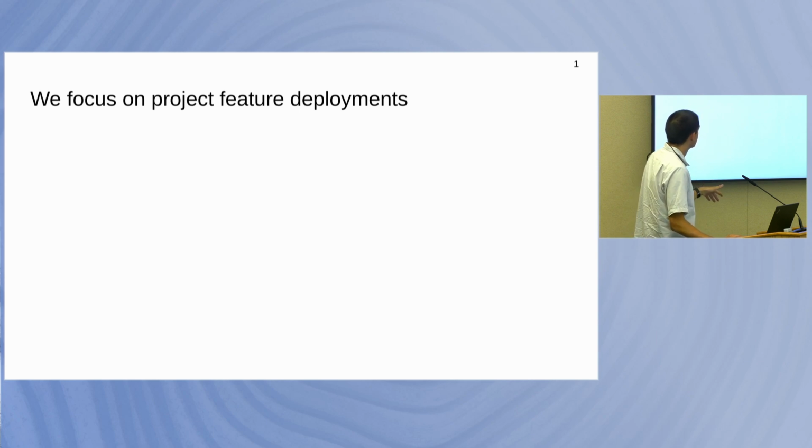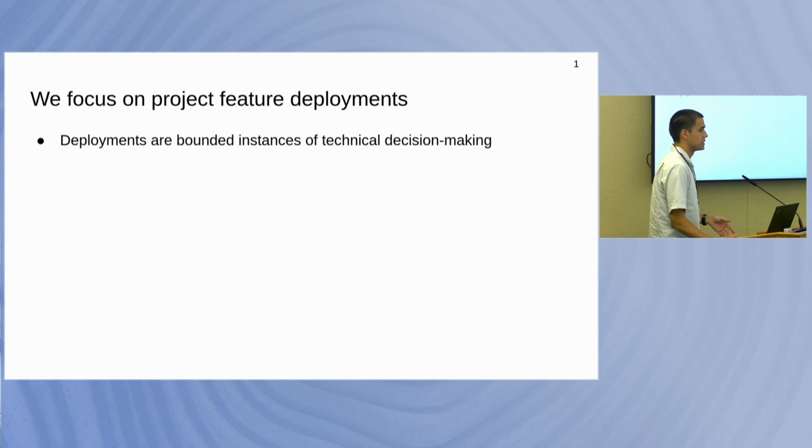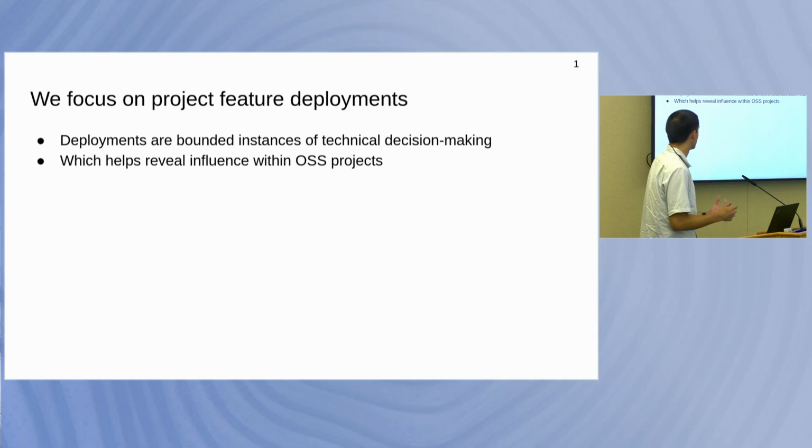We're focusing specifically on project feature deployments because they're pretty bounded examples of technical decision making, and we're trying to use them as emblematic sites of influence and governance within the open source project. It's nice and packaged, and we think a good unit of analysis.